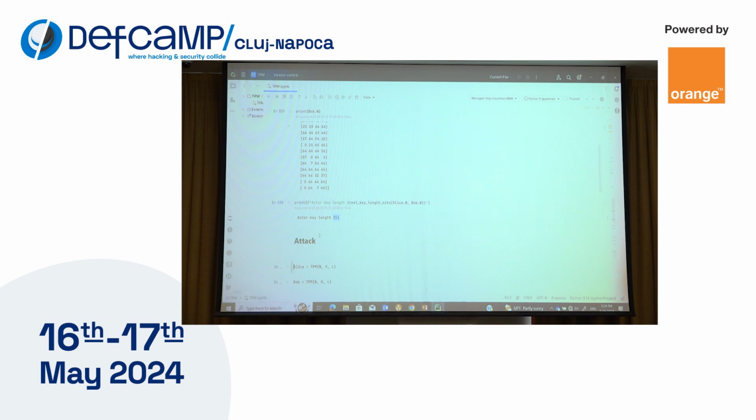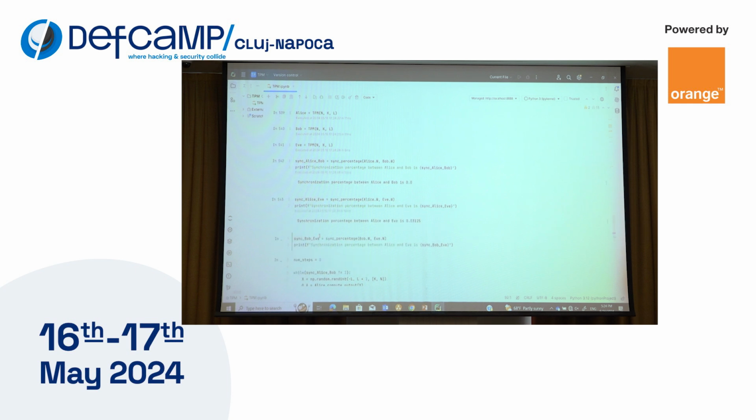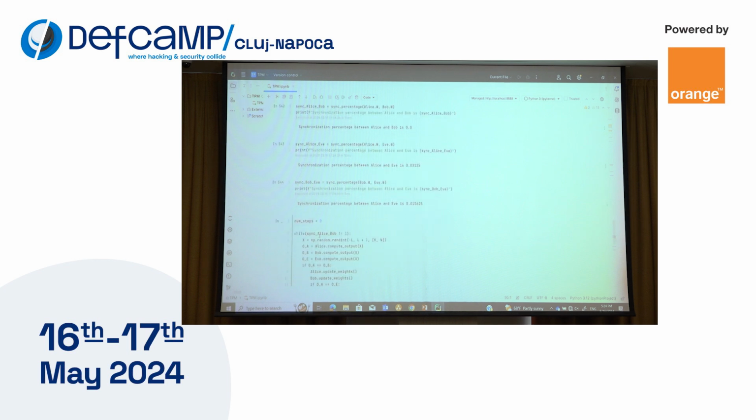Now let's see an attack. So we again reinstantiate Alice, Bob, and now we have Eve. The initial synchronization percentage between Alice and Bob is 0 this time. Between Alice and Eve, it's a little bit, so we have 0.03. Now the synchronization percentage between Bob and Eve is also larger than the synchronization percentage between the legitimate parties. So we can say that the attacker starts with an advantage in this case.